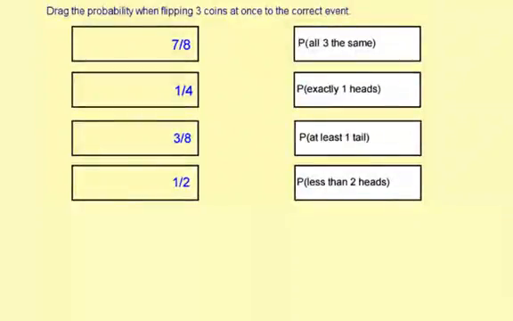Drag the probability when flipping 3 coins at once to the correct event. So I'm going to make a tree diagram of flipping 3 coins.